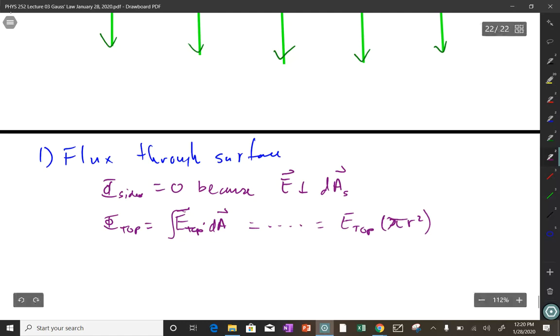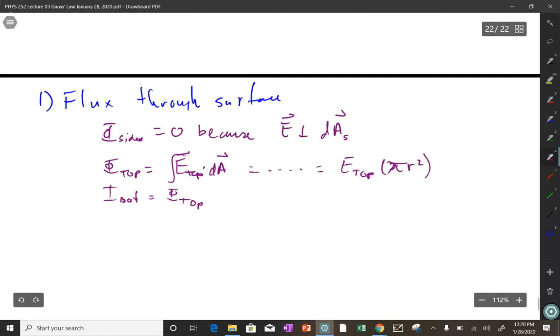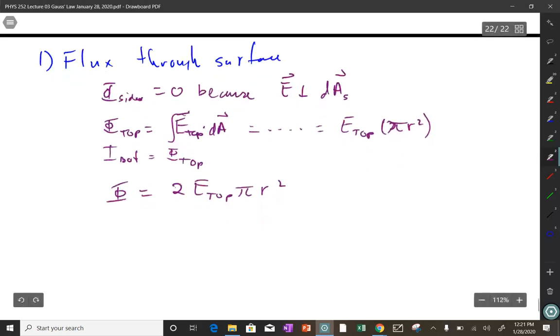All right? What about the flux in the bottom? It's going to be the same thing. So instead of saying E top, it's going to be E bottom. Because of symmetry, it's exactly the same thing. We could say that the flux in the bottom is equal to the flux in the top. Less work is good. So that gives me the total flux is equal to 2 E top pi r squared. That makes sense.